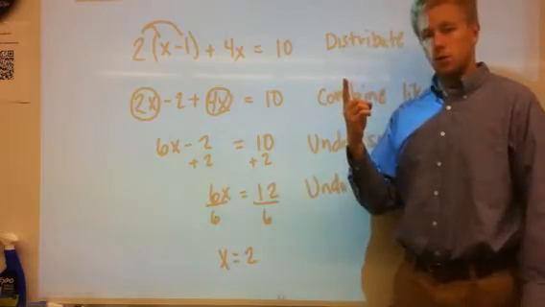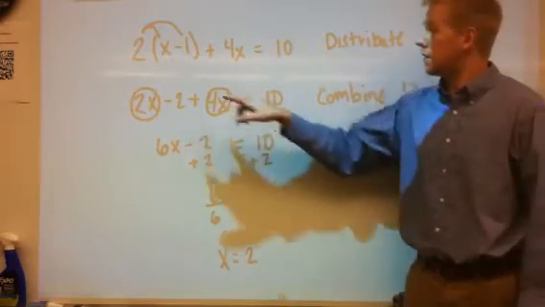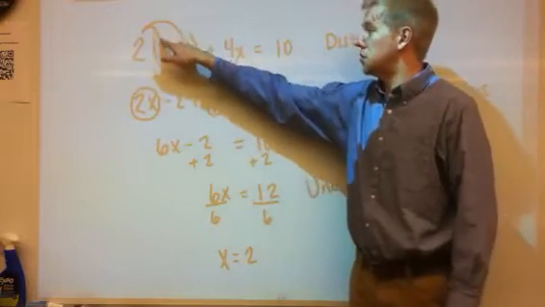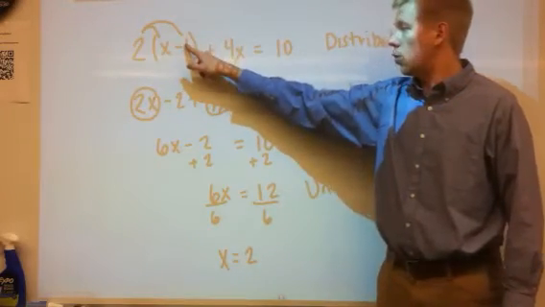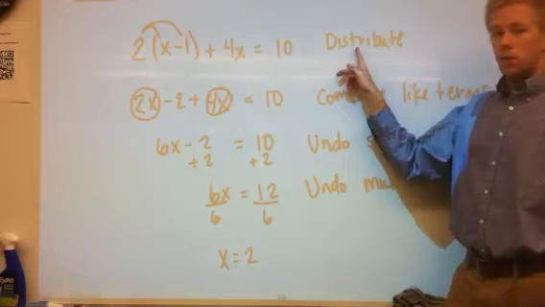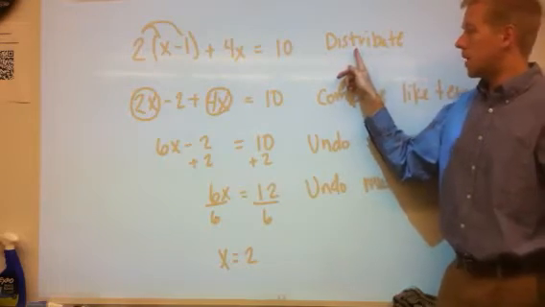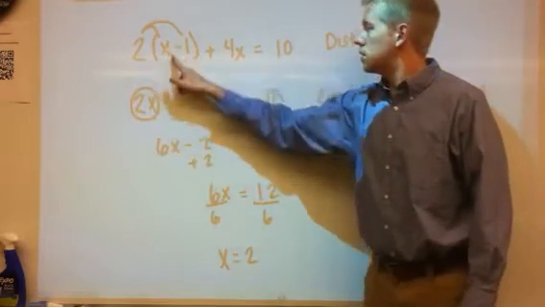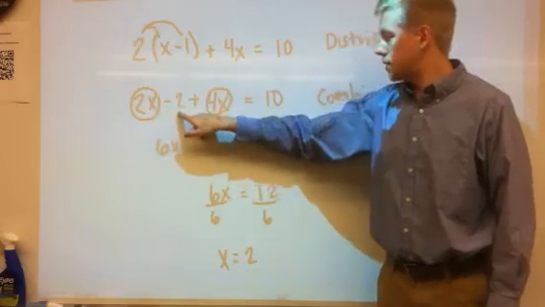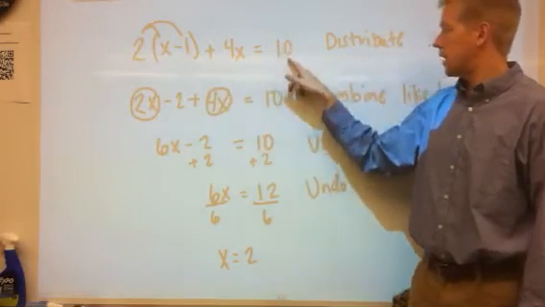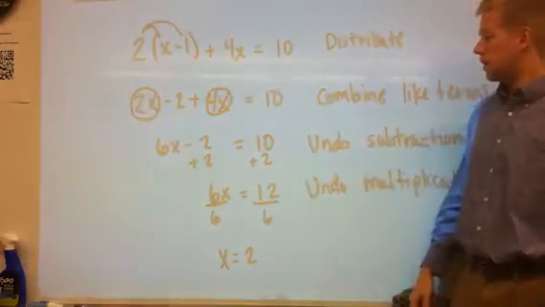Okay, first rule was to distribute to remove parentheses. I have parentheses here, so I'm going to distribute my 2 to the x and to the negative 1. Out here I wrote to distribute because that was the first step. So when I do this, I get 2x - 2, and then I just bring down my 4x, and the equals 10 part didn't change.